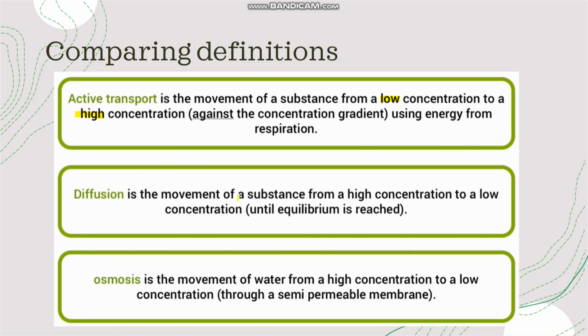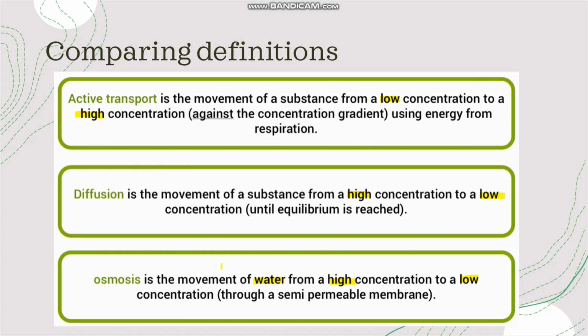Diffusion is the movement of a substance from an area of high concentration to an area of low concentration. So over here we can see that there's no need of energy and the substances are going from a high concentration to an area of low concentration. And osmosis is the movement of water from an area of high concentration to an area of low concentration, and it does not require energy. So out of all this, we can see that active transport is the only one that requires energy, and it's also the only one where the particles are moving from a low concentration to a high concentration.